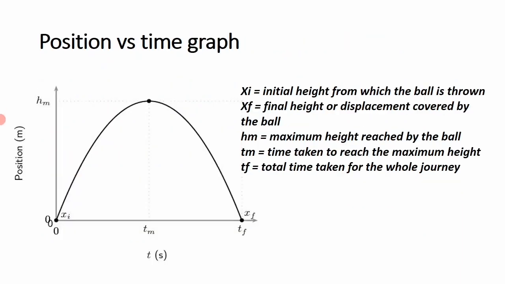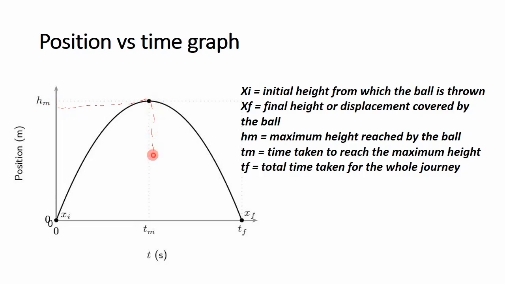Then let's look at the position versus time graph. So let's understand this. The xi here indicates the initial height from which the ball is thrown. The xf indicates the final height or displacement covered by the ball. And then the hm is the maximum height reached by the ball. So here, this would be the maximum height. The value that corresponds to that peak level there would be your maximum height. And then Tm is the time taken to reach the maximum height, which we can see here.